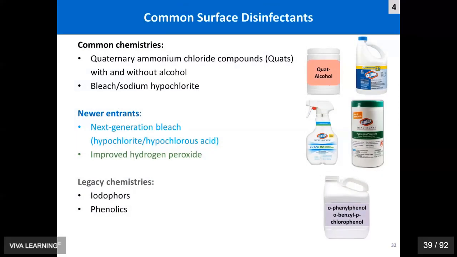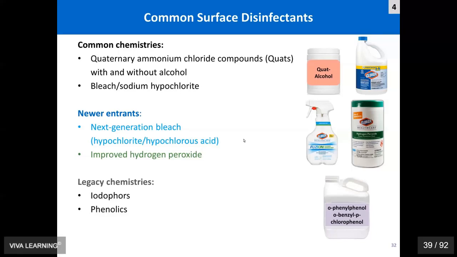Again, common chemistry like quats with and without alcohol, bleach, sodium hypochlorite. Some of these new ones, for example, Clorox Fusion is pictured here, which is kind of cool because it's sodium hypochlorite, which is very efficacious without the smell. It's what's called a next generation bleach. It's not regular bleach. It's an improved product dramatically, both in smell and efficacy. And then there's improved hydrogen peroxide. Those are some of the new entrants. The old hydrogen peroxide used to be kind of tough on equipment.